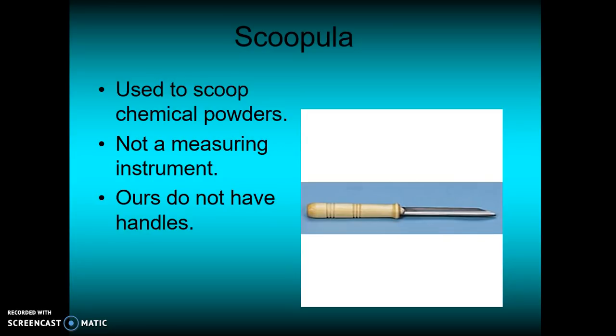Scoopula. You can say they are between a spoon and a spatula. They are used to scoop chemical powders from the container. Again, these are not measuring instruments, and some of them don't have a handle. In this picture you can see there's a handle on the scoopula, but in our labs there are no handles. It's just the body.